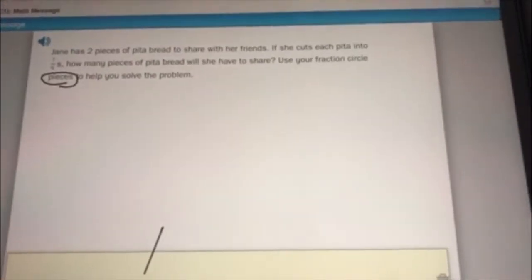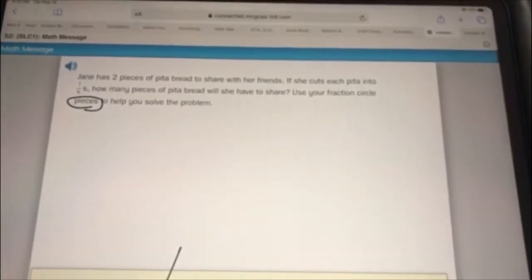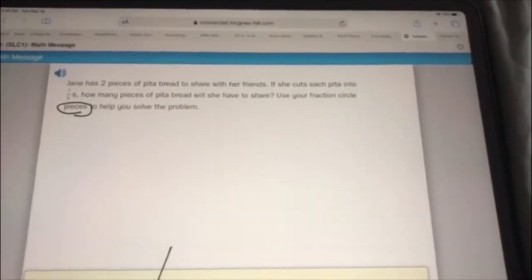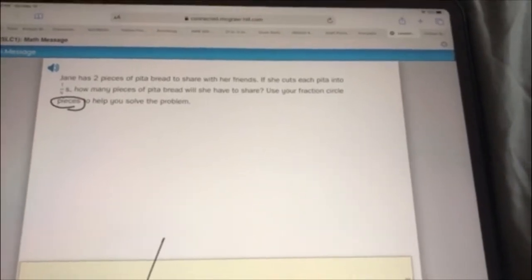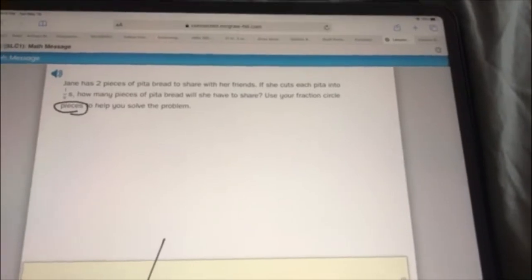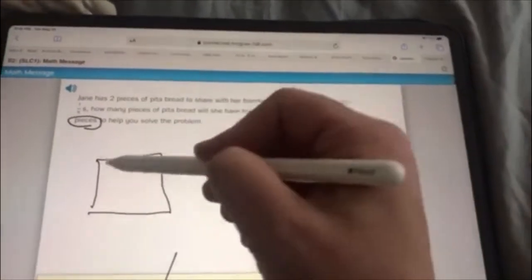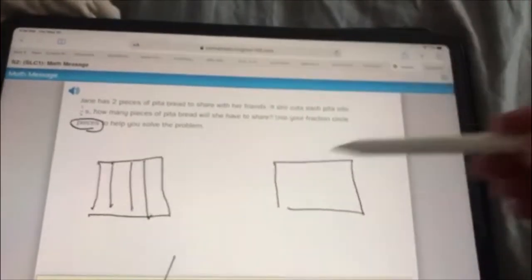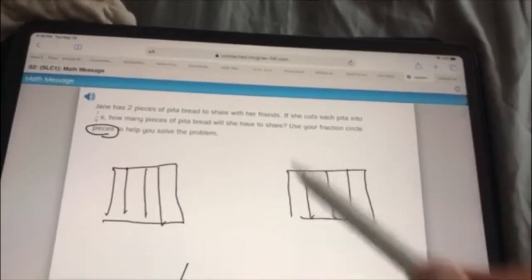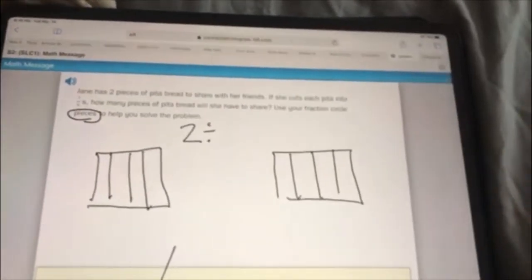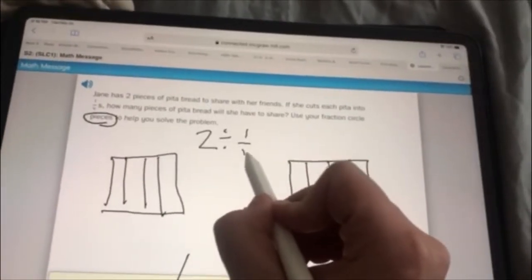Jane has 2 pieces of pita bread to share with her friends. If she cuts each pita into fourths, how many pieces of pita will she have to share? Whenever we're sharing or splitting something up, we always know that's going to be division. So if this was Jane's pita bread, and she's splitting it into fourths, she would be taking those 2 pieces and dividing them into fourths.